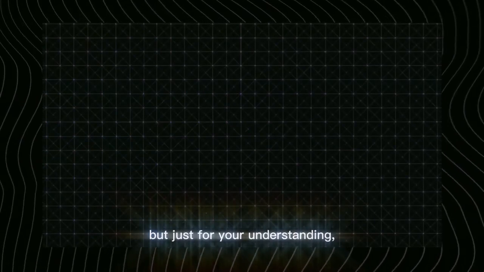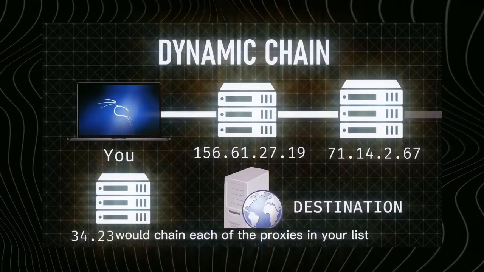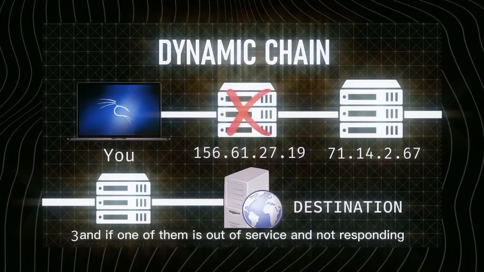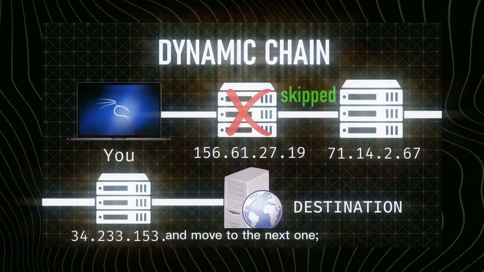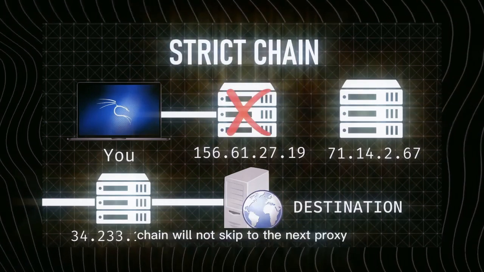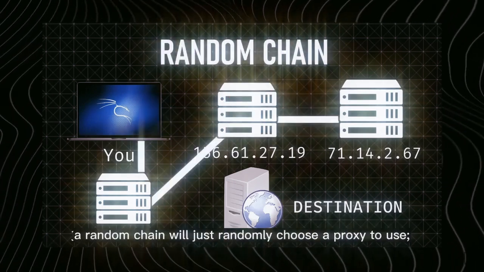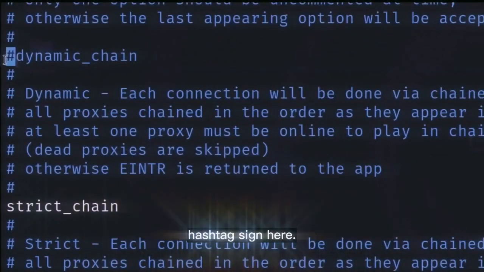But just for your understanding, if you were using more than one proxy servers, the dynamic chain here would chain each of the proxies in your list in the exact same order you put them in. And if one of them is out of service and not responding, it will simply skip that proxy and move to the next one. Whereas the strict chain will not skip to the next proxy and will end the connection. The random chain will just randomly choose a proxy to use, and to enable a mode, you can just uncomment it out by removing the hashtag sign here.